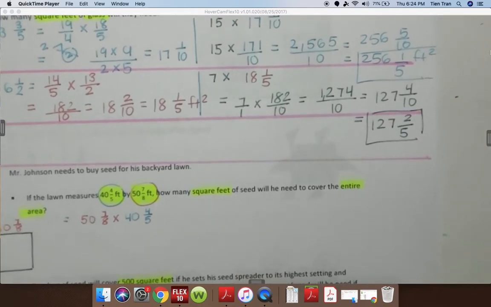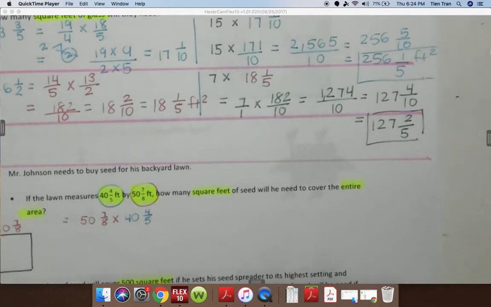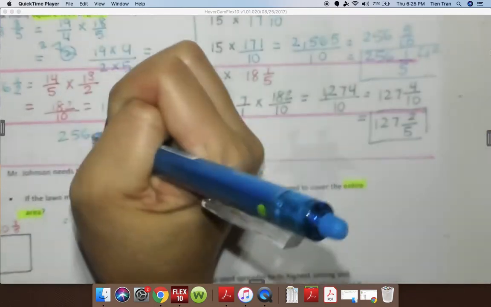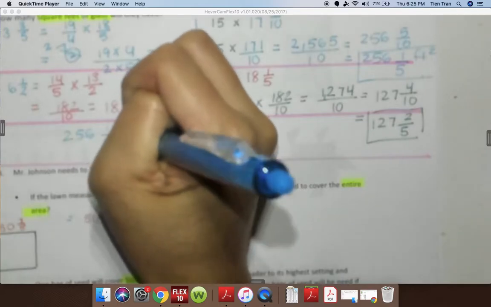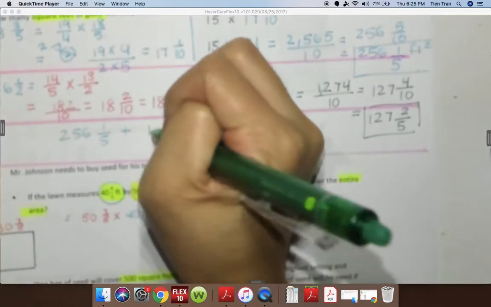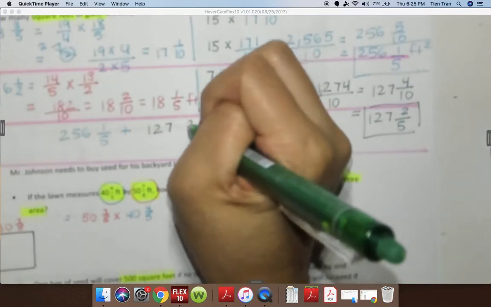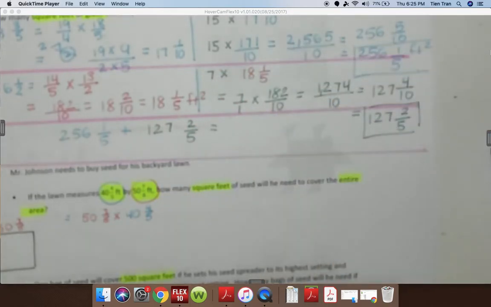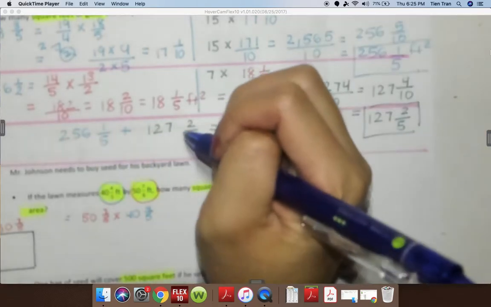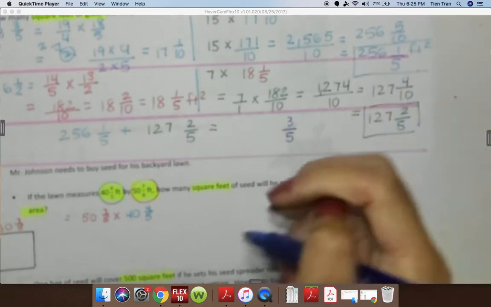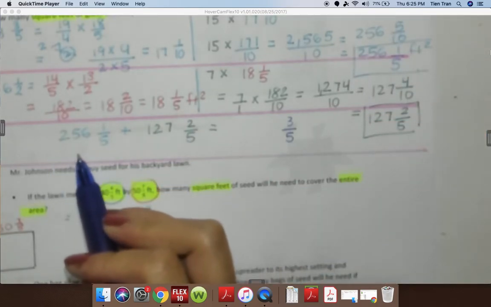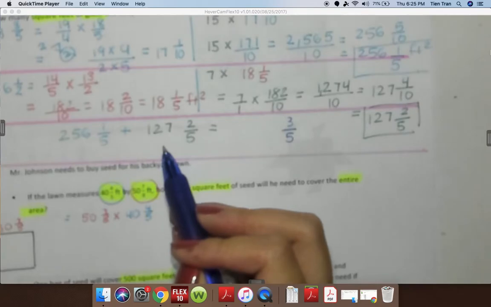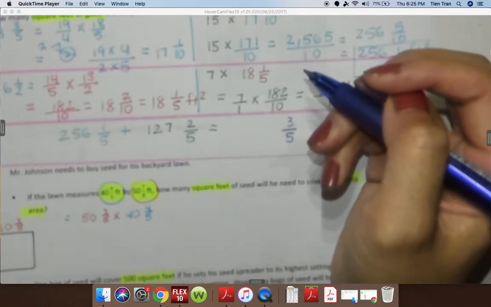Okay? With those two numbers, what I'm going to do is add them together. So I have 256 and 1/5 plus 127 and 2/5. Okay? So I know that 1 plus 2 is equal to 3. So I have 3/5. And then when I add 256 plus 127, I'm going to get 389.